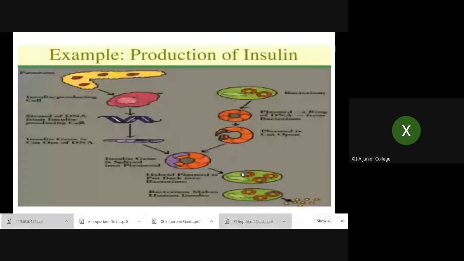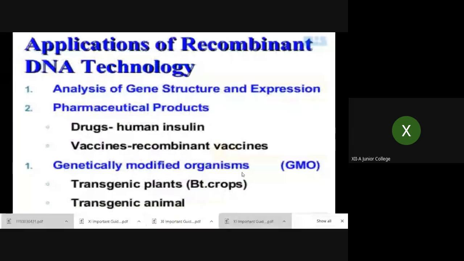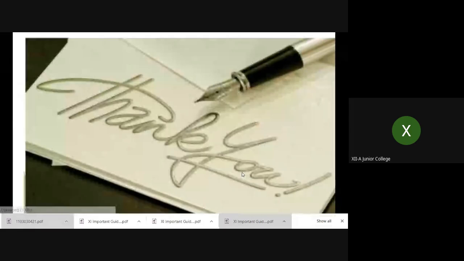Now in the next, we can discuss the applications of this recombinant DNA technology. When we come to the point of applications, there are many more applications, but whatever are discussed in the textbook, that we will prefer, along with a few more applications. Applications first, analog of G.